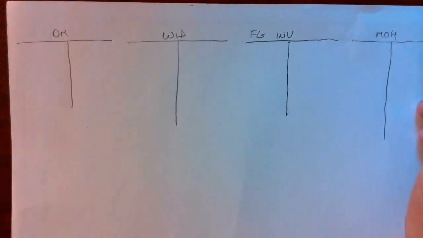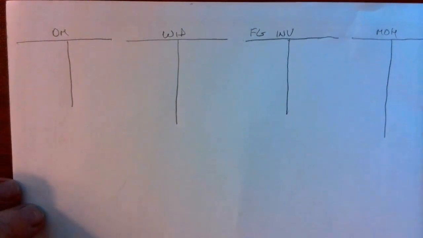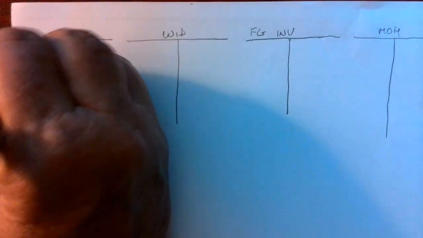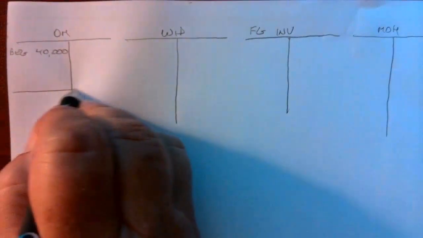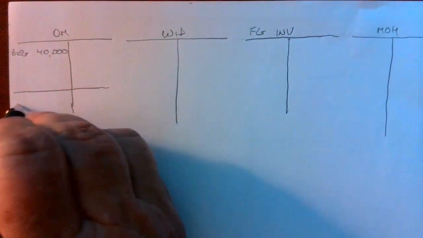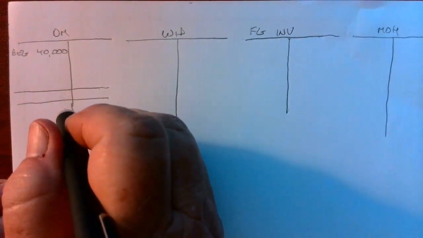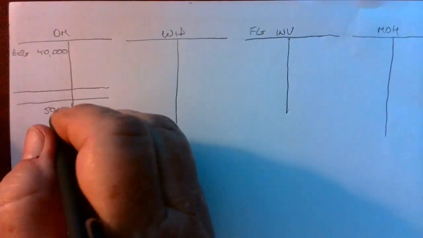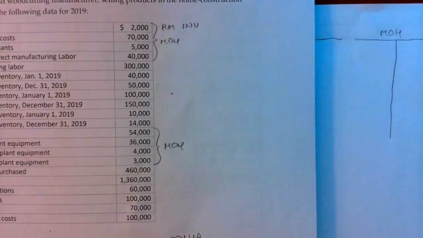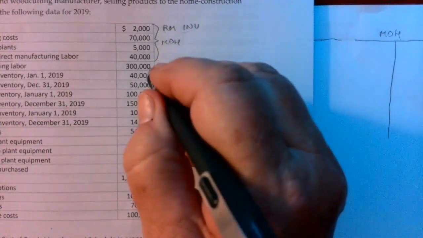All right. So the first thing that we can do is put our beginning and ending balances in. For direct materials inventory, I'm going to put a little BEG there. My beginning balance is $40,000. And then I'm going to draw a couple lines because I like this, even though you guys don't. Your ending inventory then is going to be $50,000. If you want to, you can check these off as you've done them. So we did direct material inventory.